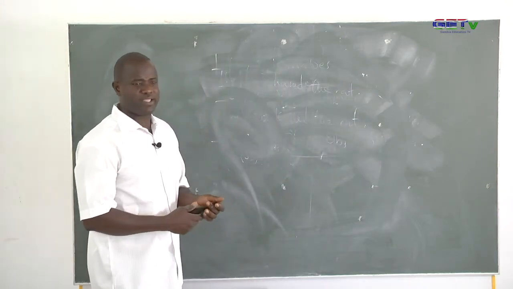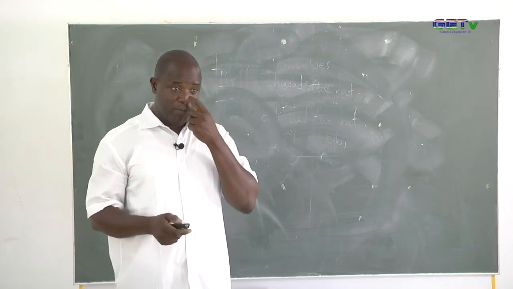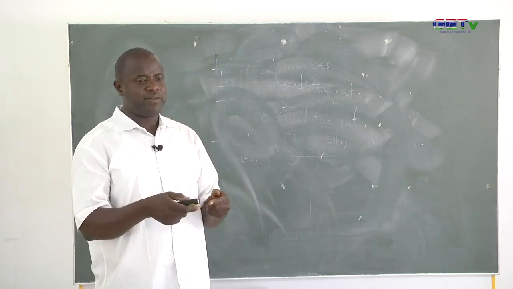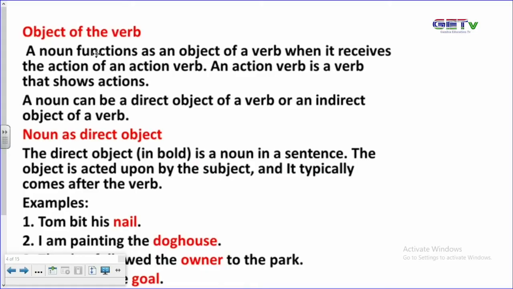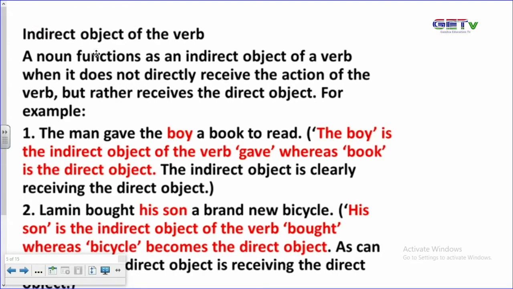So you can see more examples here on the board. I am painting the dog house. So here the dog house is the object because that receives the action. Here we have again, Tom bit his nail. So here nail is the object because it suffers the action of the verb bit. We move on. Indirect object.